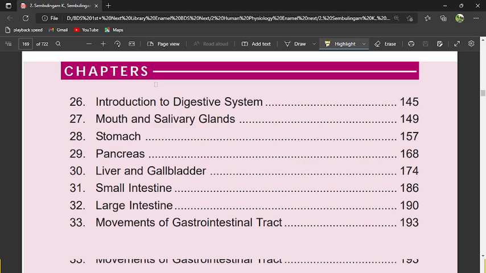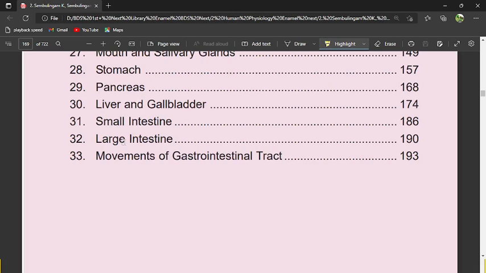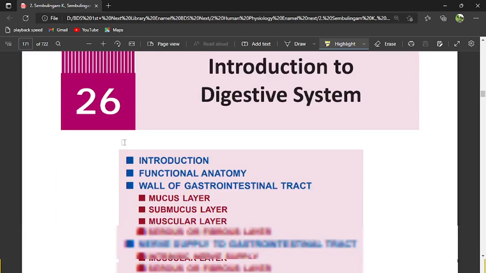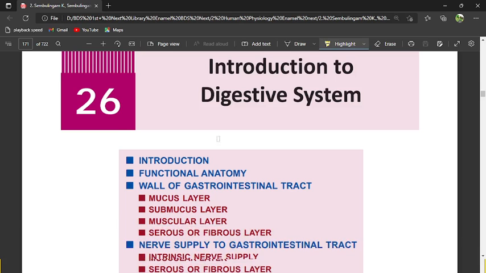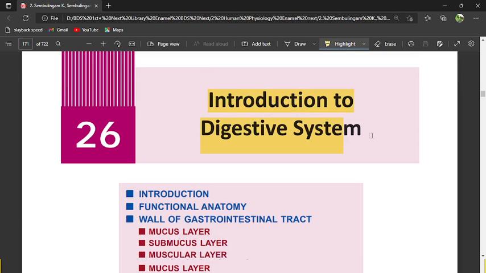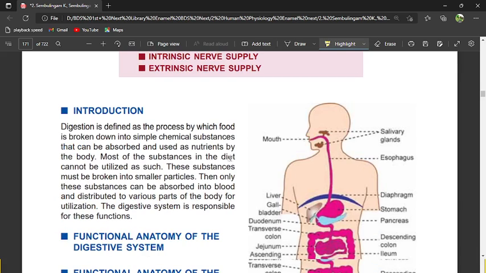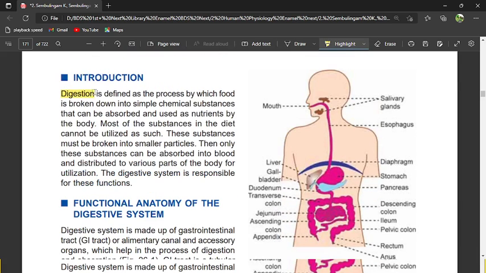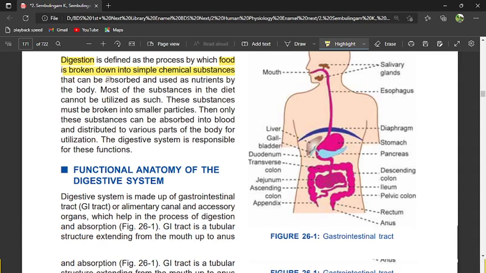So first is the introduction to digestive system: mouth and salivary glands, stomach, pancreas, liver and gallbladder, small intestine, large intestine, and movement of gastrointestinal tract. Maybe in future new chapters may get added or may change. So let us see the chapter introduction to digestive system. What is the digestive system? Digestion is defined as a process by which the food is broken down into simpler chemical substances that can be absorbed and used as nutrients by our body.